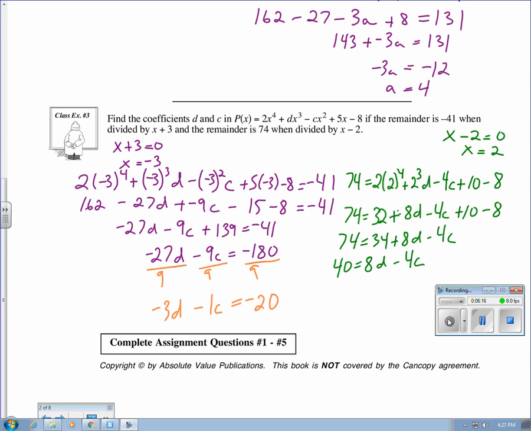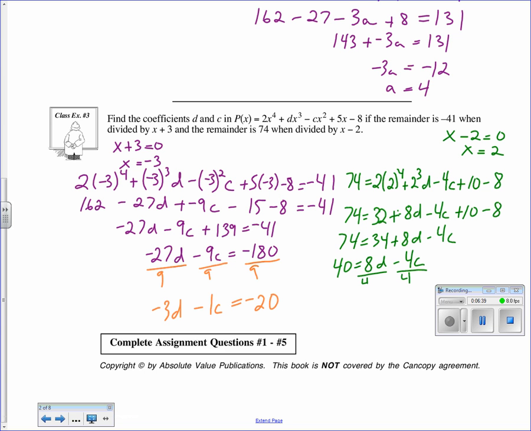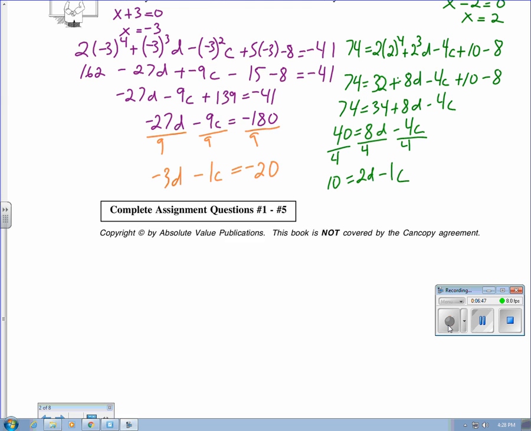So working on collecting my like terms, 2 to the 4 is 16 times 2 is 32, getting added to 10 and then 8 subtracted, that's 34. The 34 moved to the left-hand side through subtraction. And like my previous example in red, I see that I could divide all my terms by 4, and hopefully that makes my next step a little bit easier. 10 equals 2D minus 1C.